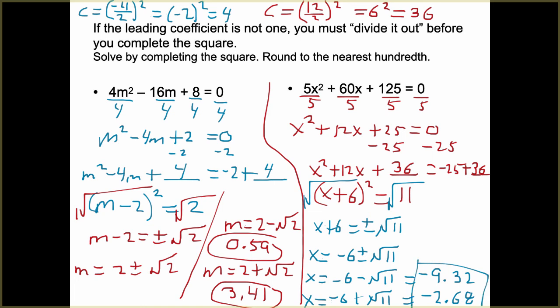So a lot of what you're doing today is similar to yesterday, except on some of your problems, the leading coefficient is not 1. And to complete the square, the leading coefficient must be 1. If it is not 1, we must divide the entire equation by that coefficient to make it a 1 in front of the x squared term, or our squared term.